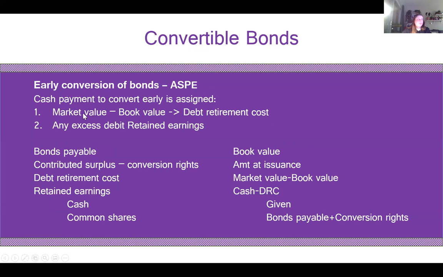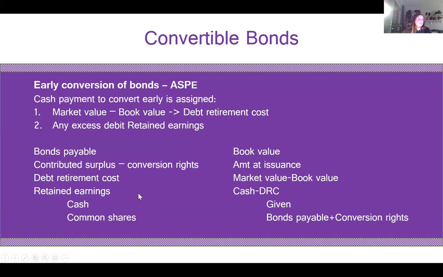And this is the difference between the market value and the book value of your bonds. And if this doesn't cover the total amount of your cash payment, you're going to put any excess to your retained earnings by diminishing them, so you're going to debit retained earnings. The transaction is going to look like this. You're going to credit your bonds payable for the book value. You're going to debit your contributed surplus conversion rights for the amount at issuance. You're going to have your debt retirement cost for the difference between the market value and the book value of your bond.